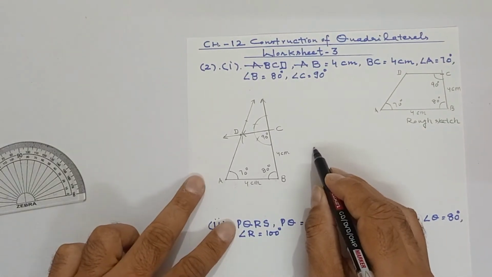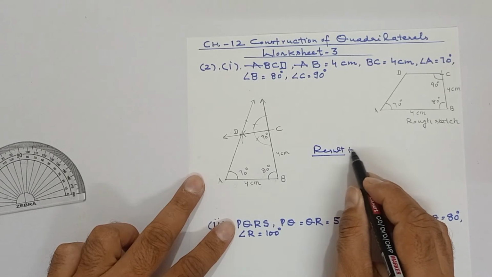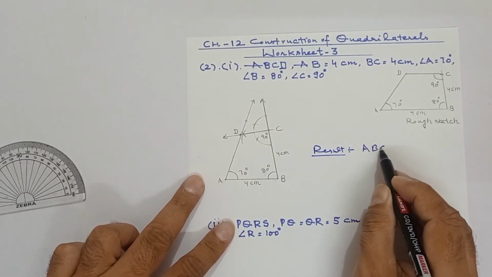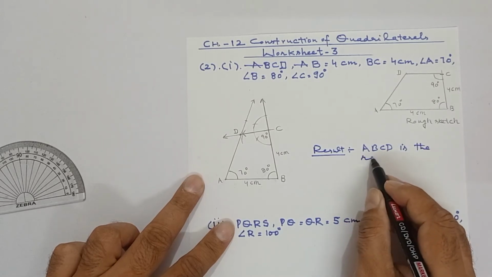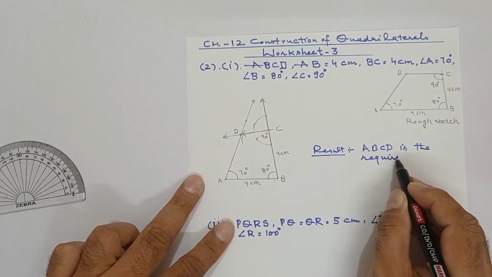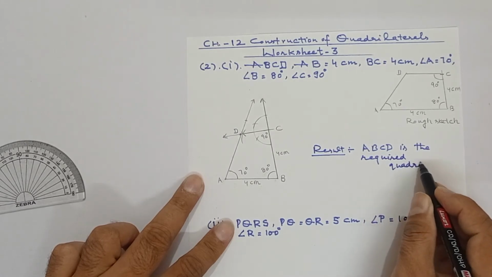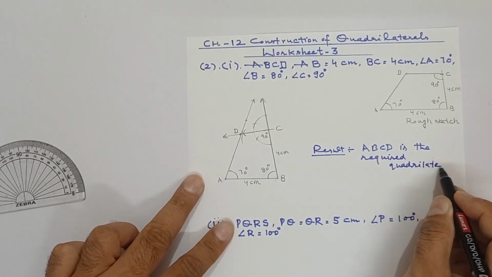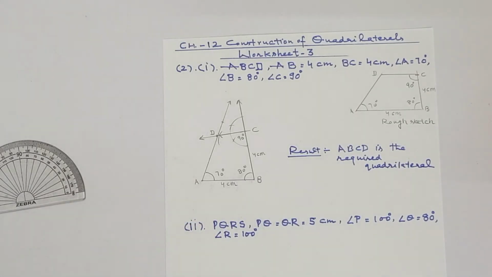So we will write the result. ABCD is the required quadrilateral. I hope the construction is understood to all of you. So do the construction stepwise with the steps explained in the video.